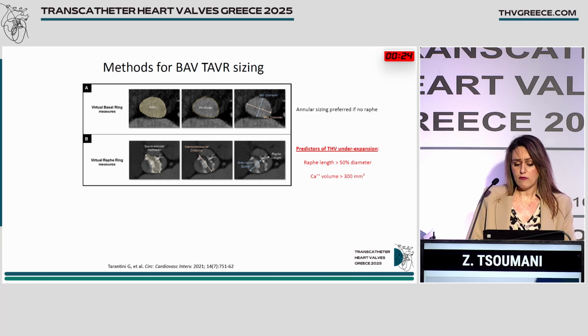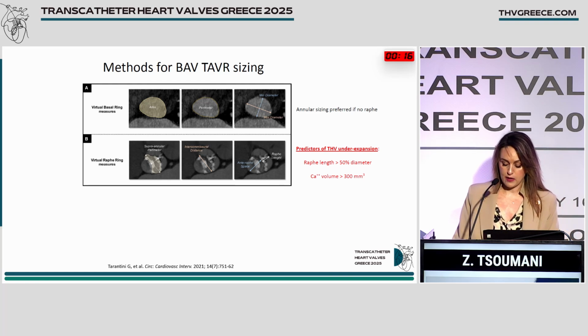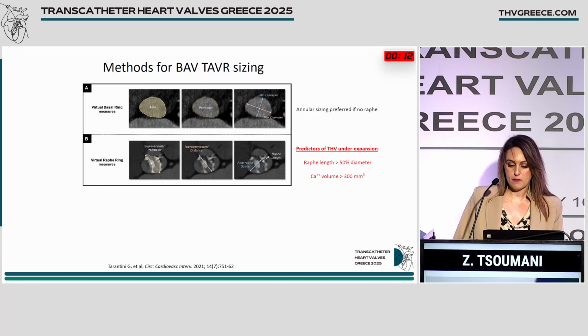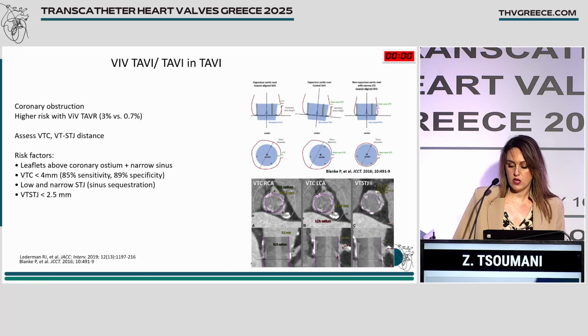In terms of a virtual raphe ring, measurements can be like a perimeter, the intercommissural distance, the raphe-free space, and the raphe length. If the raphe length is more than 50% of the diameter derived from the perimeter, as well as if the calcium volume of the raphe is more than 300 square millimeters, then we have a high risk for underexpansion.